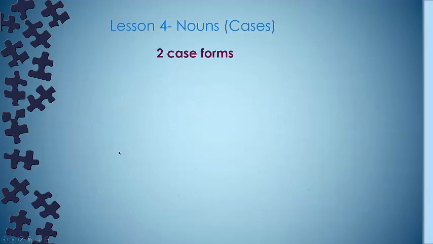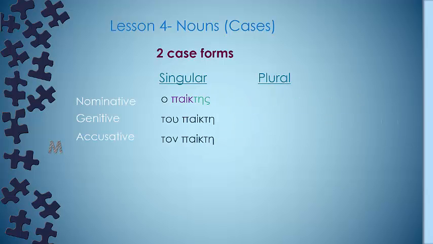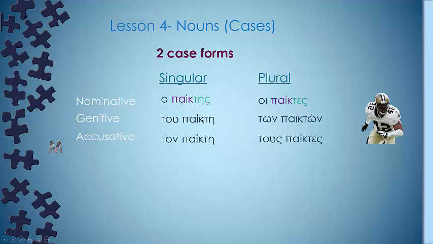Nouns that have two case forms. Now, I'm going to talk specifically about male, female, and neuter in a different slide. Let's see an example of a male. Ο παίκτης, which is the player, του παίκτη, τον παίκτη. Οι παίκτες, των παικτών, τους παίκτες. I want you to count the syllables in the first word, in the nominative. Ο παίκτης has two syllables. And in plural, there are two syllables also, παίκτες. That's why I've put different colors in them.